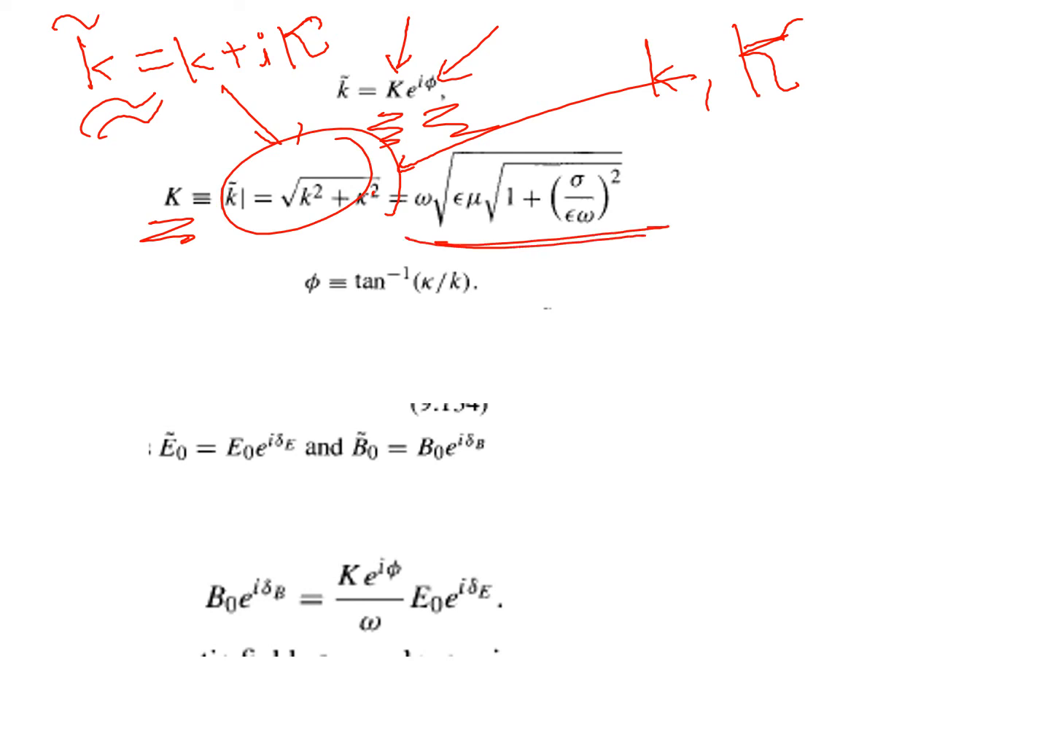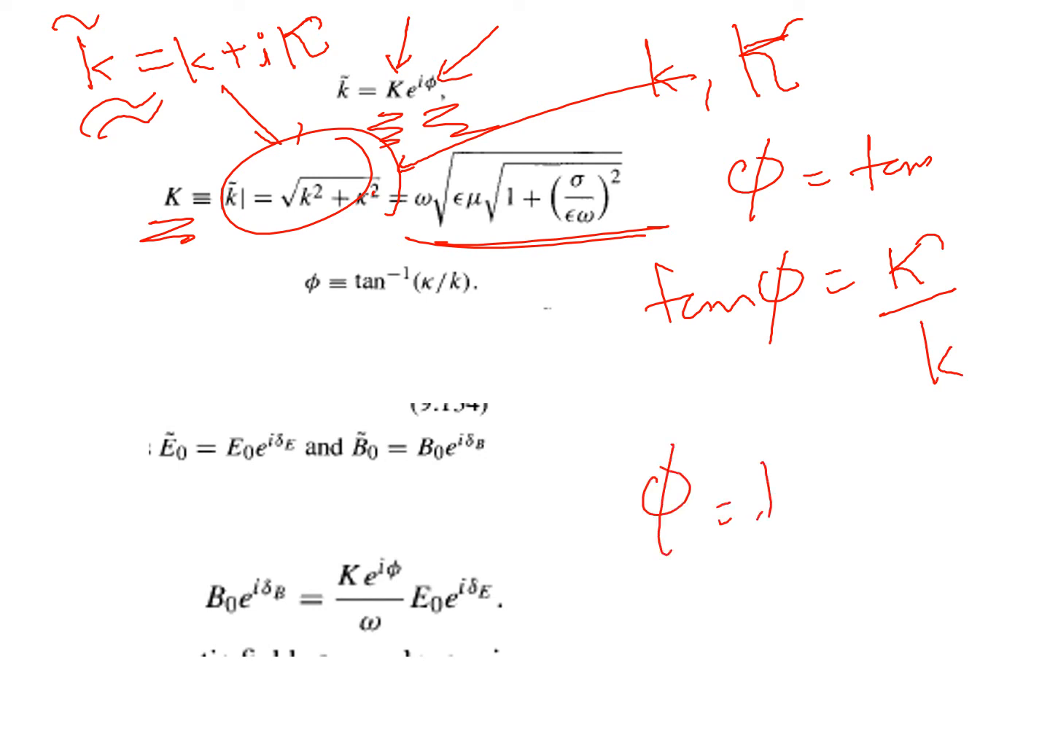Also, the value of phi. Because if k complex is equal to k plus i kappa, then the angle phi is given by tan phi equals kappa divided by k. So phi is equal to tan inverse of kappa divided by k. Okay, so this complex number has got its magnitude term as well as the phase term.